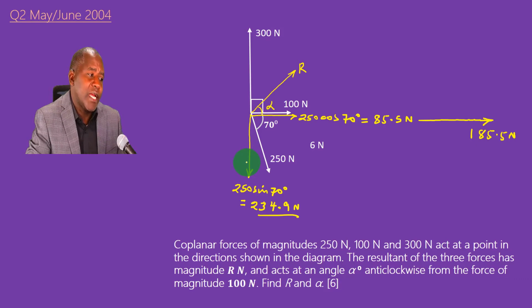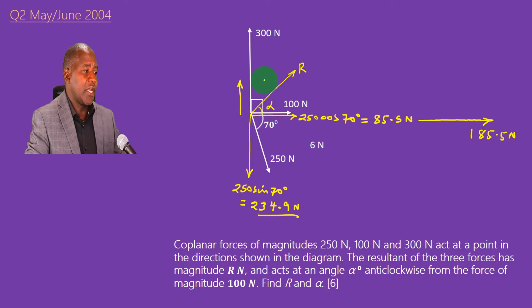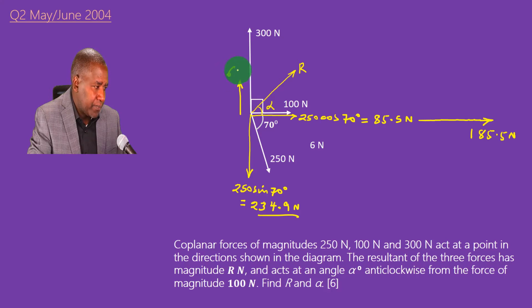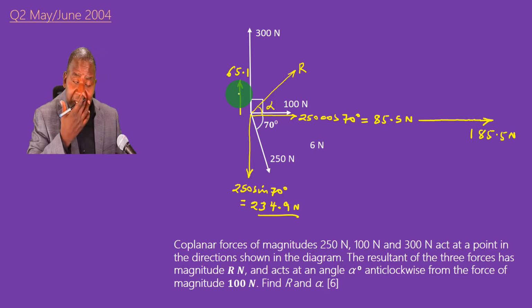So will it be vertically upwards or vertically downwards? We can tell by looking at this value and this value. Since this one is greater than this, it will act vertically upwards, and its value will be 300. We get 300. We subtract 234.9. And we get 65.1. You know what this means is this.